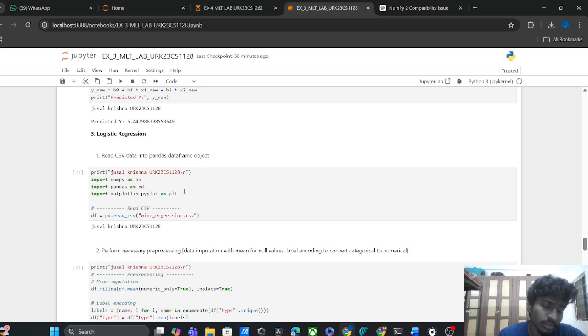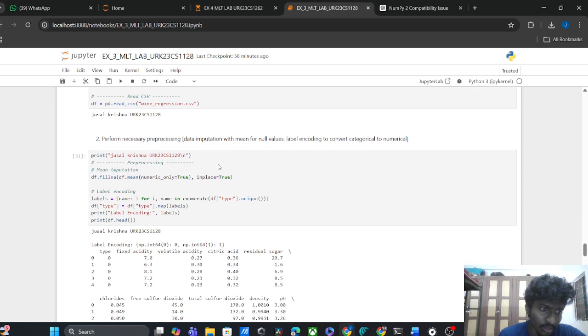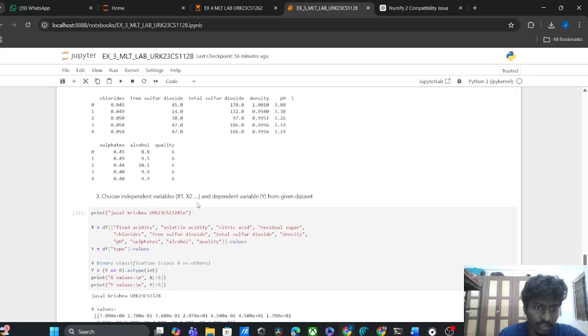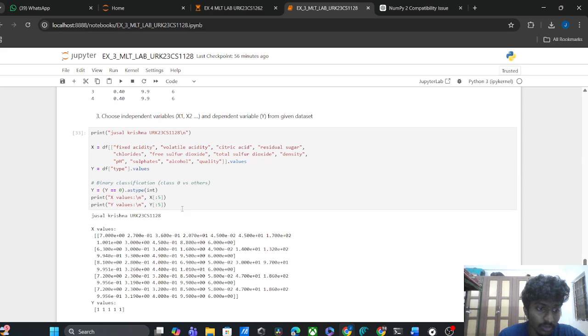It predicts probabilities using the sigmoid function. First, we are reading the data, then pre-processing it: mean imputation, label encoding. Then we are selecting variables. Next, we select the independent variables such as fixed acidity, volatile acidity, citric acid, residual sugar.